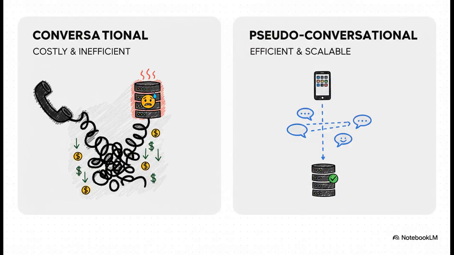I love this analogy because it makes it all just click. A conversational program is like making a phone call and just keeping the line open, paying for every second of silence. It's wasteful. A pseudo-conversational program is like sending text messages. You send your text, you put your phone down, you go about your day. You only pick it up and use it again when you get a reply. It is so much more efficient.